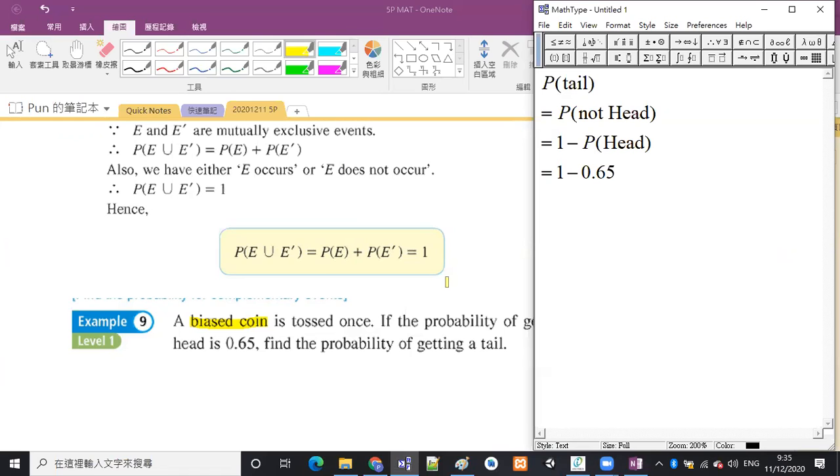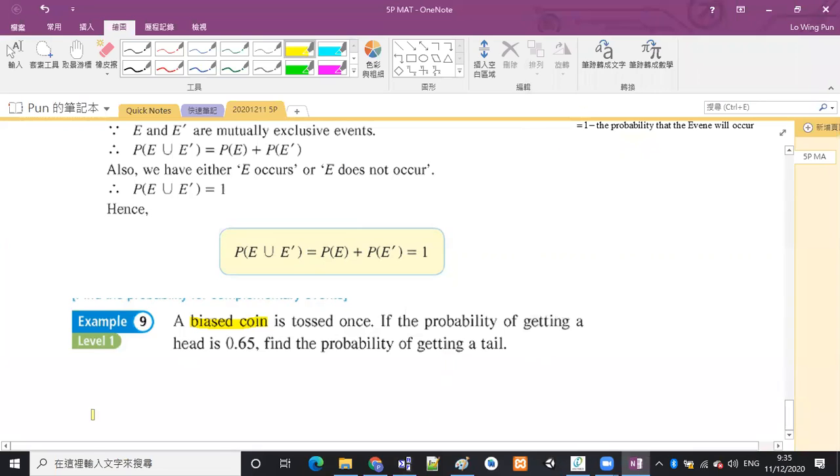And it is given that the probability of getting head is 0.65. But I want to find the other part. So I just use 1, the total probability 1, to minus the given part. And then the remaining part will be the required probability. Okay, so that is the idea. So the answer will be 0.35. Like this.